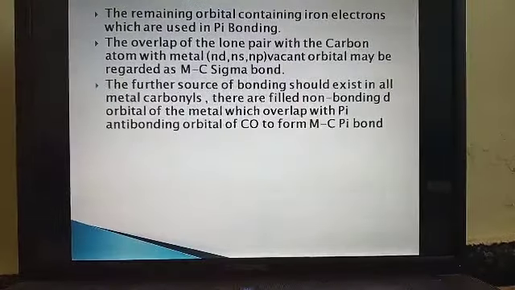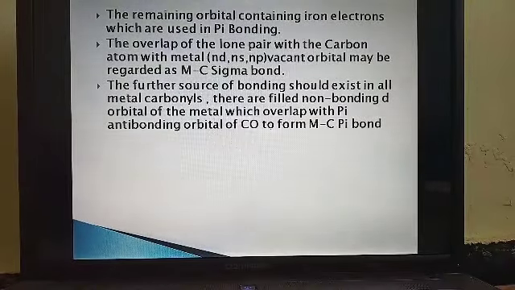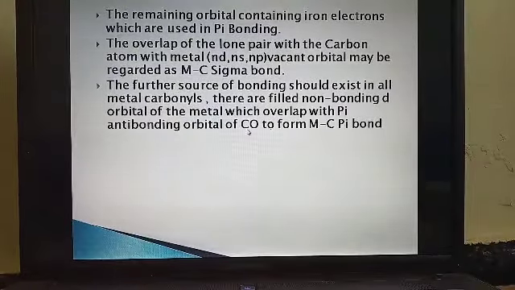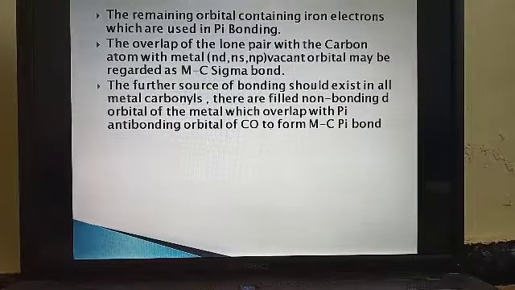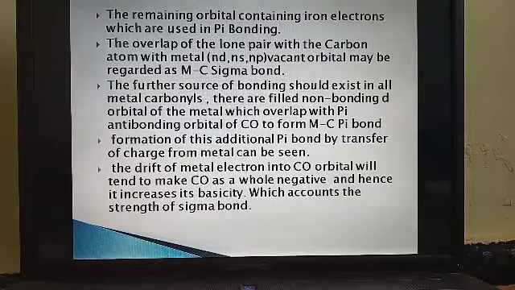So how this pi bond has been obtained, that is by a non-bonding d orbital of the metal which overlaps with the pi antibonding orbital, that is empty already. So it will accept a pair of electrons from the metal ion, leading to the formation of a pi bond. So the formation of this additional pi bond by transfer of charge from the metal can be seen. We all know that an electron has a negative charge. So if there is any transfer of this negative charge, sometimes it may become partially positive when it loses an electron, and sometimes when it gains the electron, it will show some negative charge.